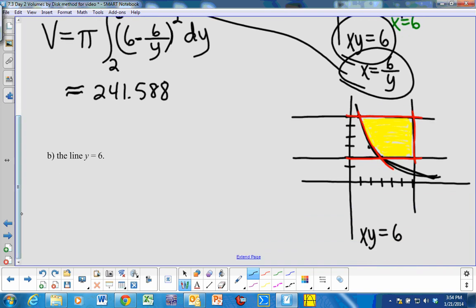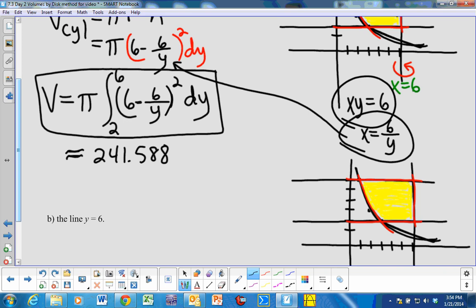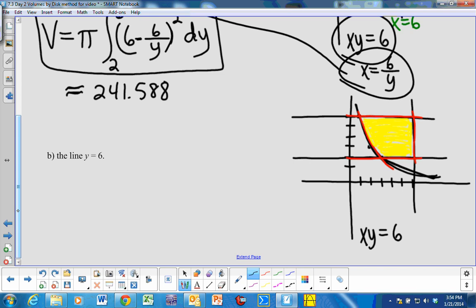So you can do that process if you want. The most important thing is the setup. This is what's absolutely vital to be able to do, because the rest of it has nothing to do with this chapter. It's previous knowledge or it's calculator work.